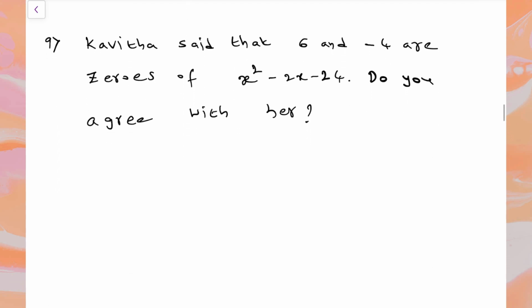Coming to question number 9. Kavita said that 6 and minus 4 are zeros of a quadratic polynomial x square minus 2x minus 24. Do you agree with her? So first let us take the given polynomial x square minus 2x minus 24.